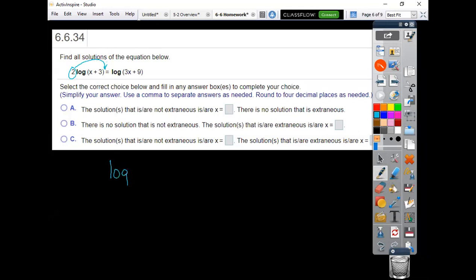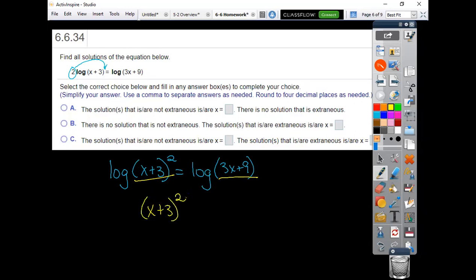So the first step is I'm going to take that 2 up here to the exponent. So it's going to be log base 10, in this case, of x plus 3 to the second power equals my log of 3x plus 9. And hopefully in this case, it just really makes sense. If you've got log of something here and it equals log of something here, those two things I underlined in yellow just have to be equal to each other for the two logs to equal. So we're just going to solve that basic quadratic is really all it is.